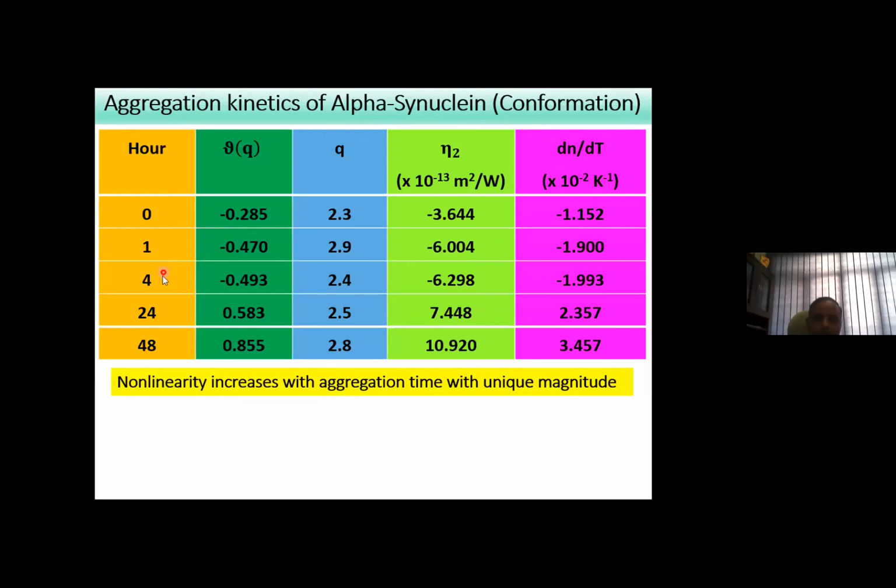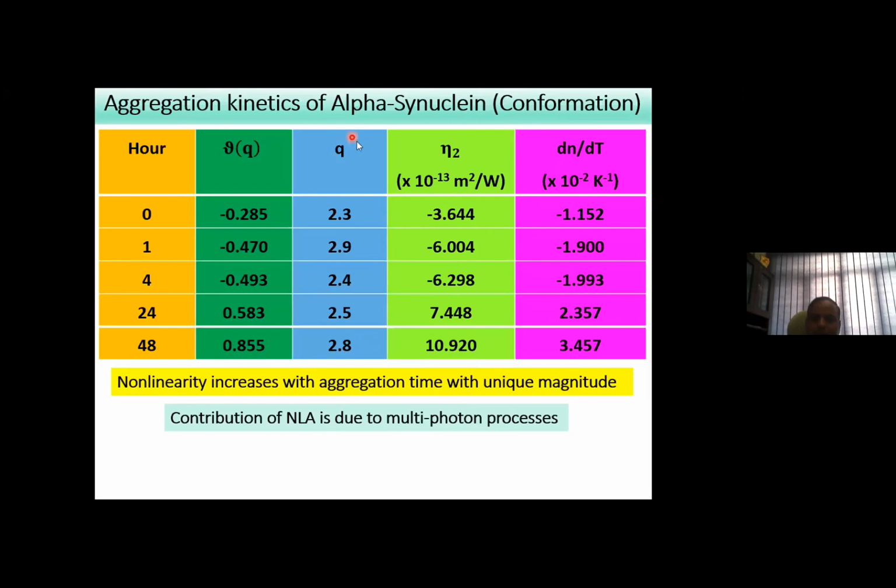And here are the results summarized. As you can see, different hours. Because the table is very lengthy, I just picked a few hours' results from 0 to the last 48 hours. We see the nonlinearity increases with aggregation time, and each population has a distinct magnitude. And we have the contribution of NLA.